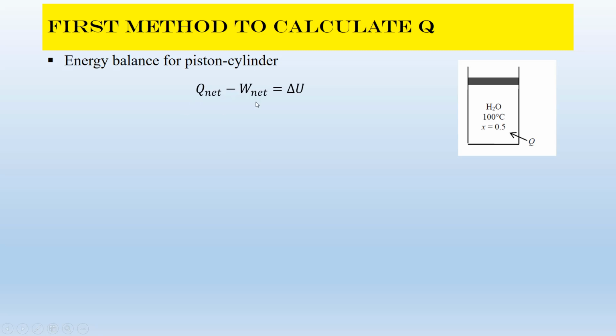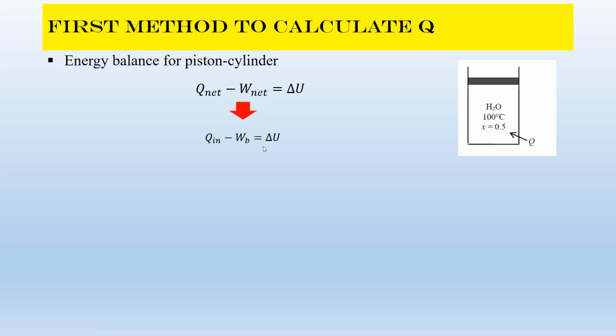What about W net? W net is W out minus W in. Here, there is no W shaft, no electrical work. We have only the boundary work, so this is W boundary. When you add Q to the system, what happens? The piston moves upward, or we have expansion, correct? Meaning that we have W boundary out. So W net is W boundary out minus W boundary in. The W boundary in is 0, and eventually you can write Q in minus W boundary out equals delta U.